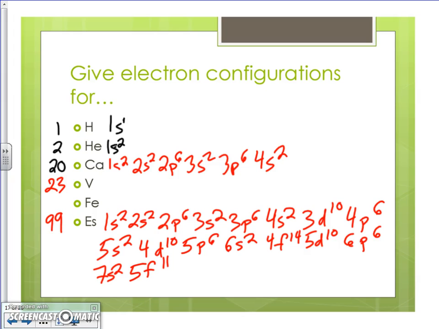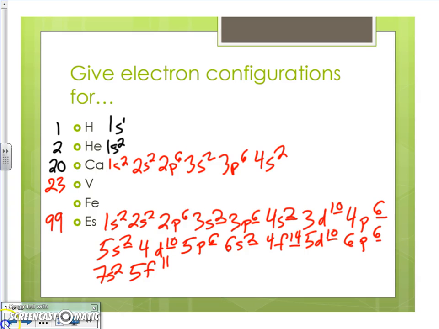You can always go back and check yourself if you start counting. So 11 plus 2 is 13, plus 6, 19, 29, 43, 45, 51, 61, 63, 69, 79, 81, 87, 89, plus 10 more is 99.